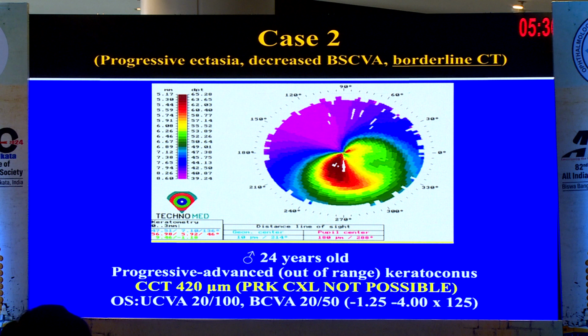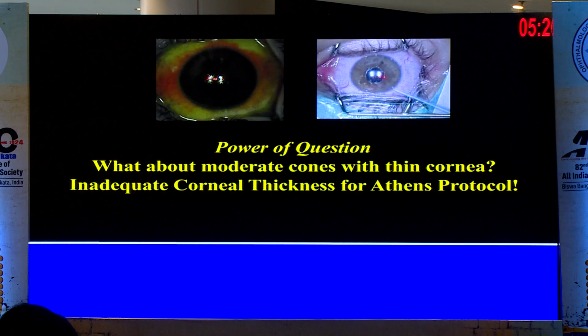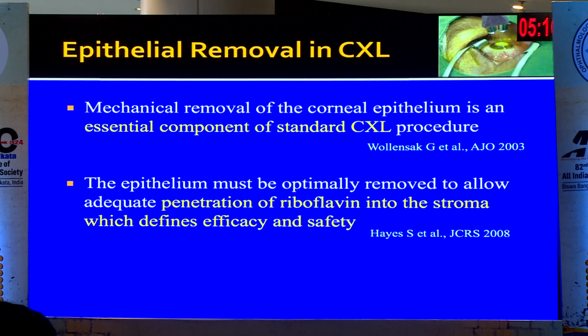This is a 24-year-old patient who had a corneal thickness of 420 microns. Definitely you do not have enough tissue to do a topo-guided PRK. If that is the case, the million-dollar question is: in these moderate cones with thin corneas, with inadequate corneal thickness for the Athens protocol, is there a way in which we can still give them topographic improvement?